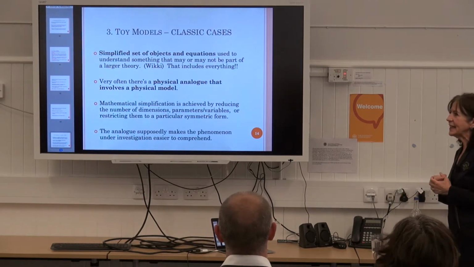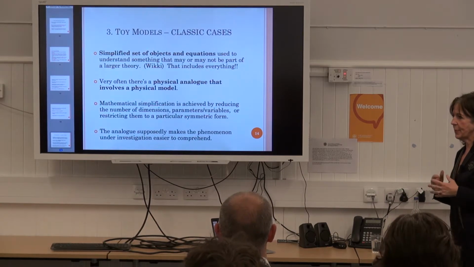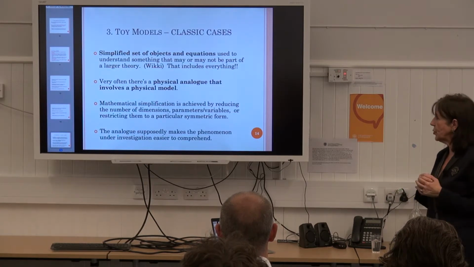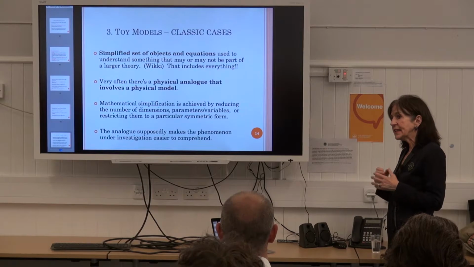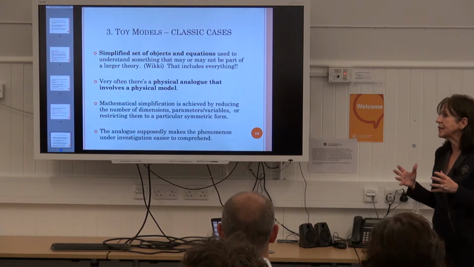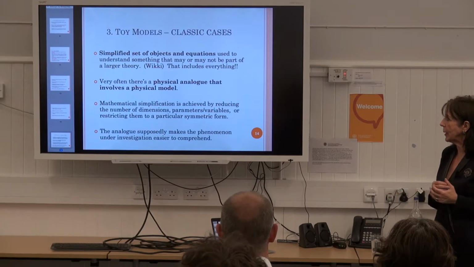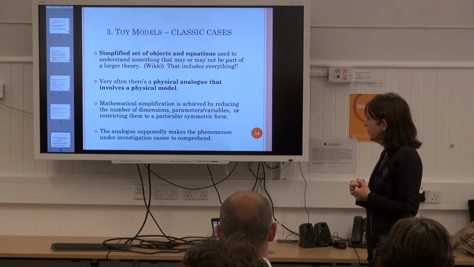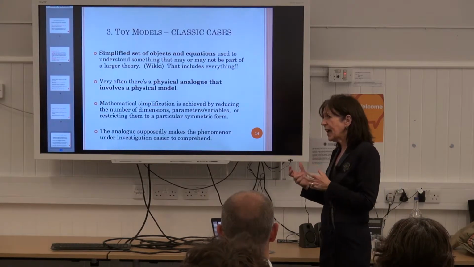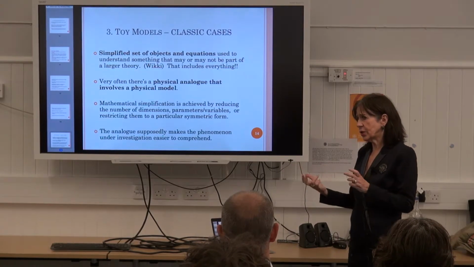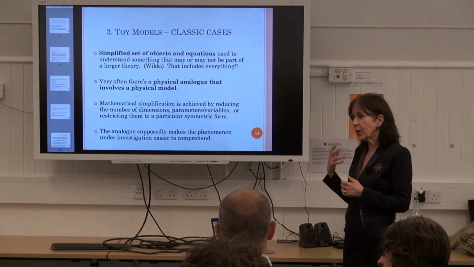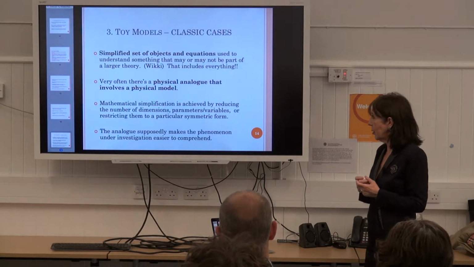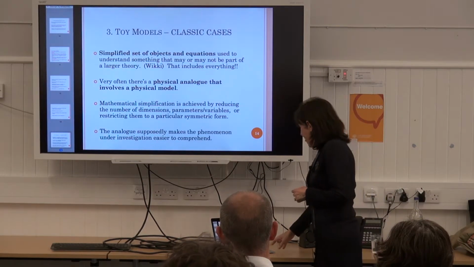But I think in many cases where we have really interesting examples of toy models, where we've got a lot of information that's come as a result of using what's called the toy model, these models have actually been physical models where we've got some kind of physical analogy going on. Sometimes there's mathematical simplification, but in most cases, it is a kind of analogical reasoning. And so the idea is that the toy model or the analog is supposed to make the phenomenon easier to comprehend.